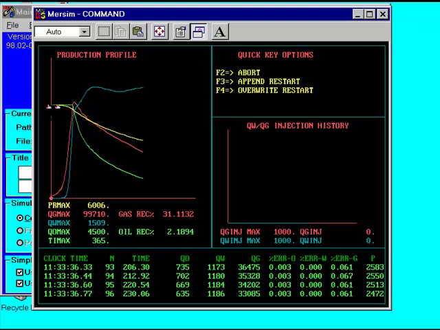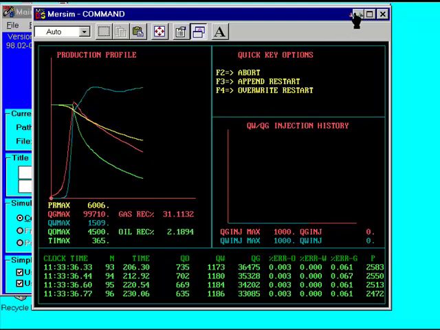Notice for this run, the well was able to maintain the target production rate of 3,000 barrels a day for a short period of time before going on pressure constraint. If it were important to maintain a steady production stream, you would probably want to try a lower target rate so that the well could maintain the constant rate for a longer period of time.